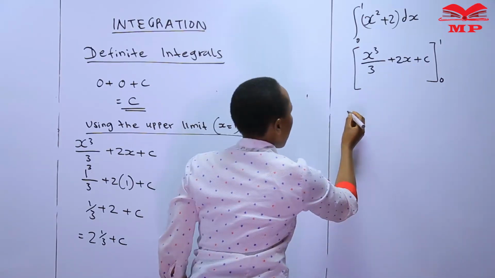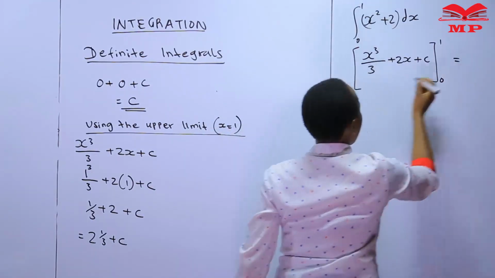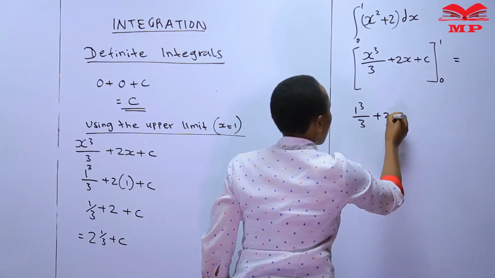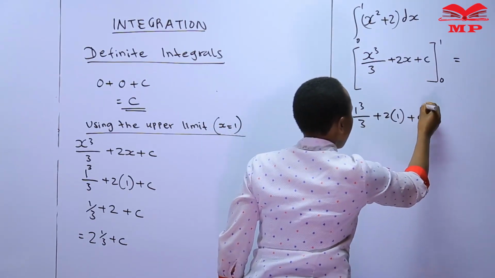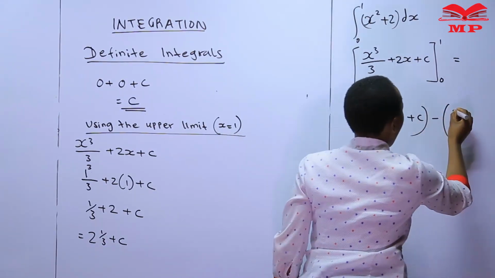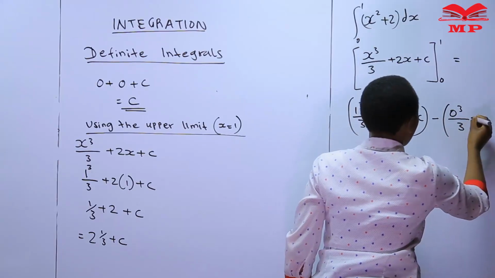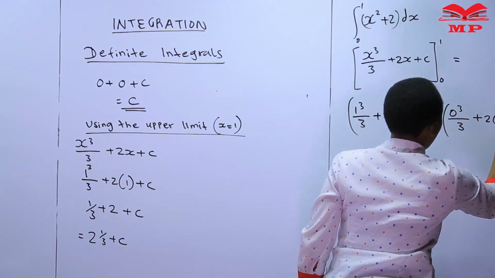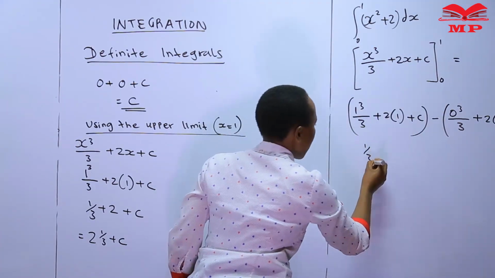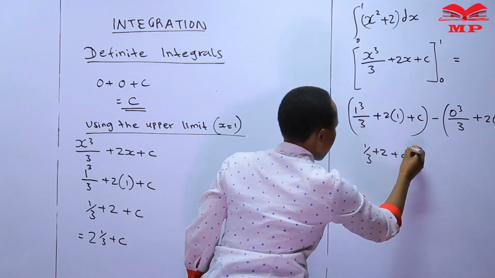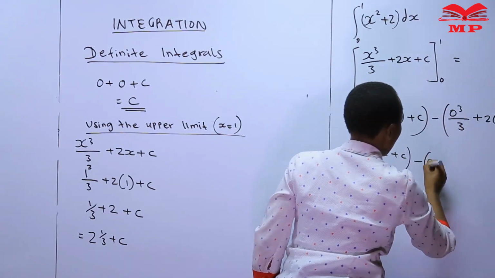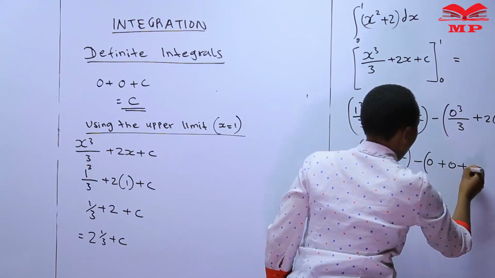So in this case, therefore, it simply means from this we have our x is 1, so 1 cubed all over 3 plus 2, our x is 1, plus c. Then all of that minus, when x is 0, we have 0 cubed all over 3 plus 2 multiplied by 0 plus c. So you can see in this we have 1 over 3 plus 2 plus c, then minus 0 over 3, that is 0, plus 0 plus c.